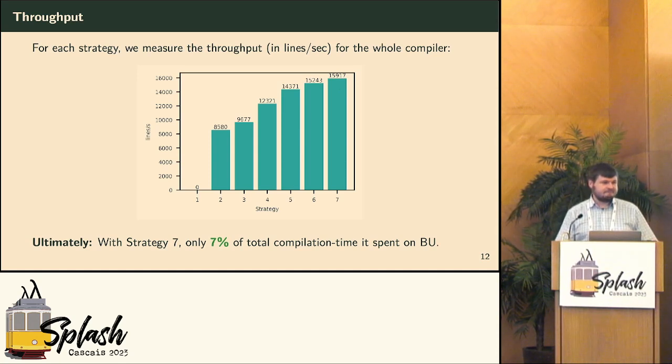And that's because we're doing software engineering here, right? So we've now designed an implementation that really squeezes out as much performance as possible. And so with strategy 7, we are able to reduce the overhead down to 7%. So of the total compilation time, we only spend 7% on Boolean unification.